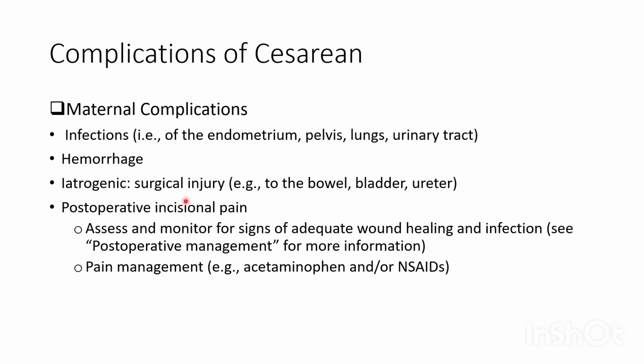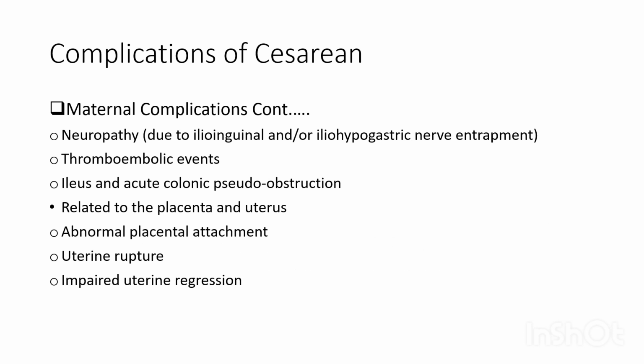Iatrogenic. Surgical injury to the bowel, bladder, or ureter can occur due to instrumentation or manipulation during C-section. After surgery, there can be surgical site pain, impaired wound healing, or infection of the wound. Neuropathy can occur due to injury to the ilioinguinal or iliohypogastric nerve because of instrumentation or manipulation during the surgery.